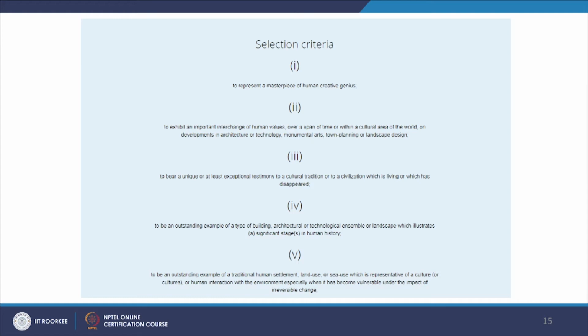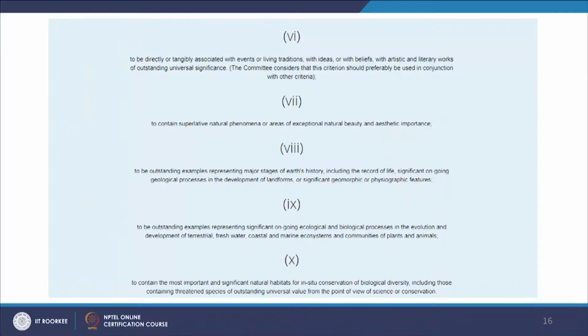So in fact, how these particular tribal settlements, or any ecologically sensitive settlements, are also prone to certain dangers and threats. So that is also one of the criteria. To be directly or tangibly associated with events or living traditions, with ideas or with beliefs, with artistic and literary works of outstanding universal significance.